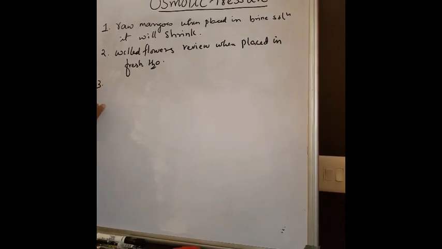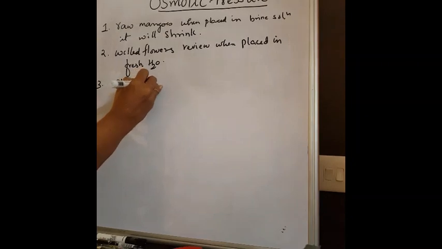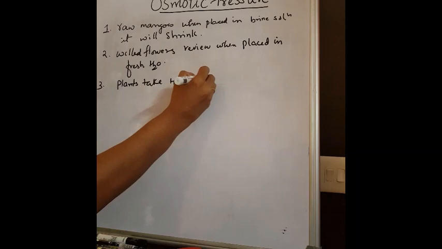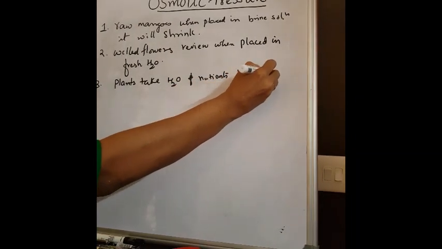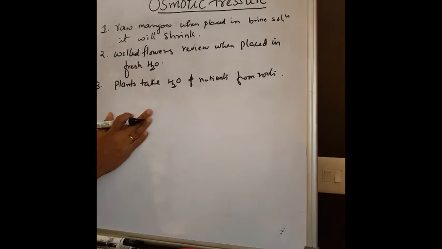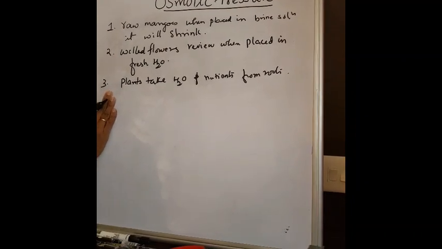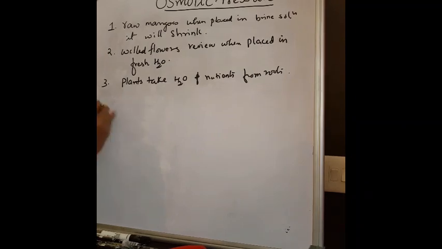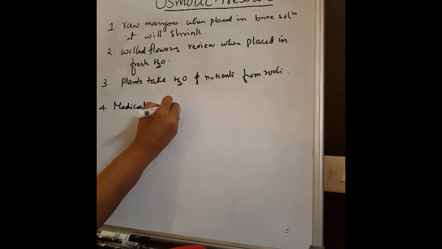Now, the third example is, you know what? Plants take water, correct? Plants take water and nutrients from roots, isn't it? With the help of what? Osmosis. So many examples I can give you. Just for the sake of it, we will see these three. Okay.